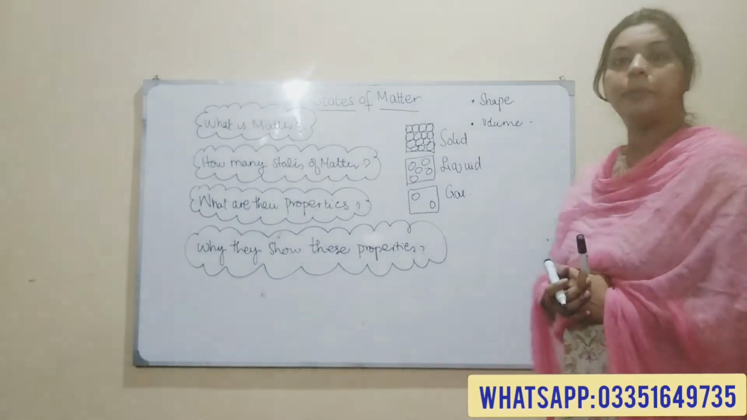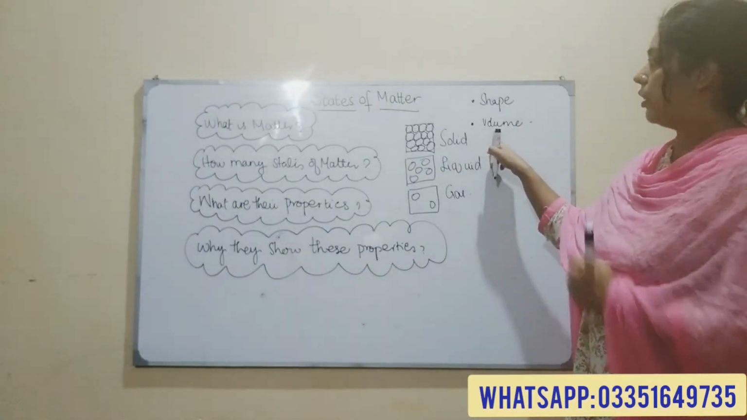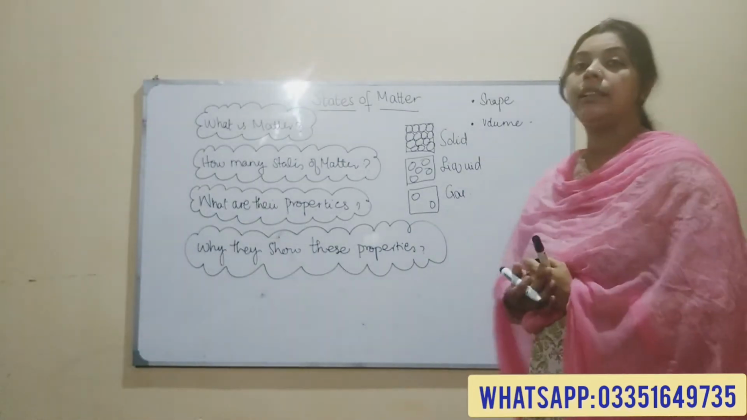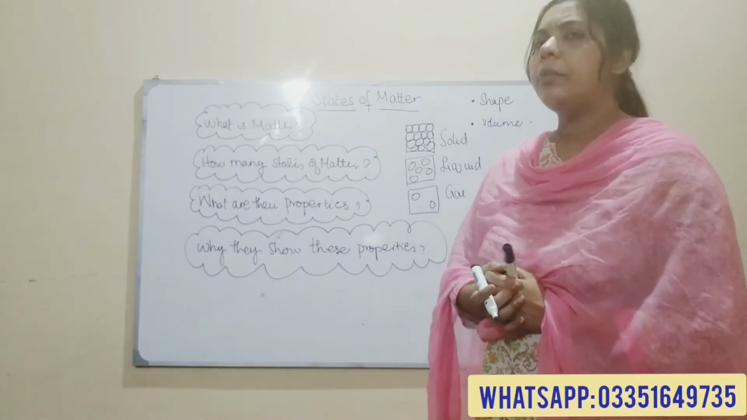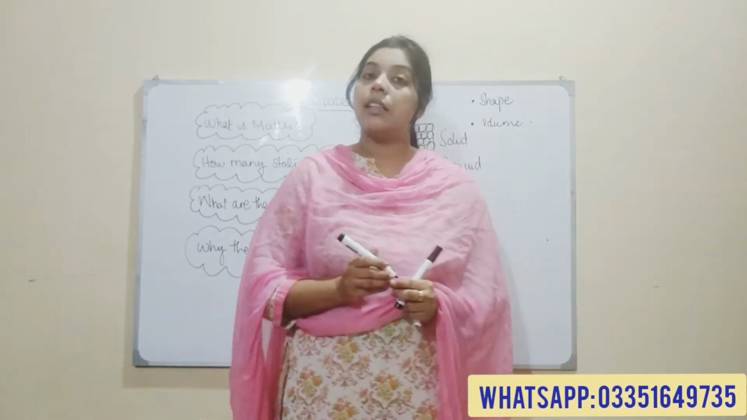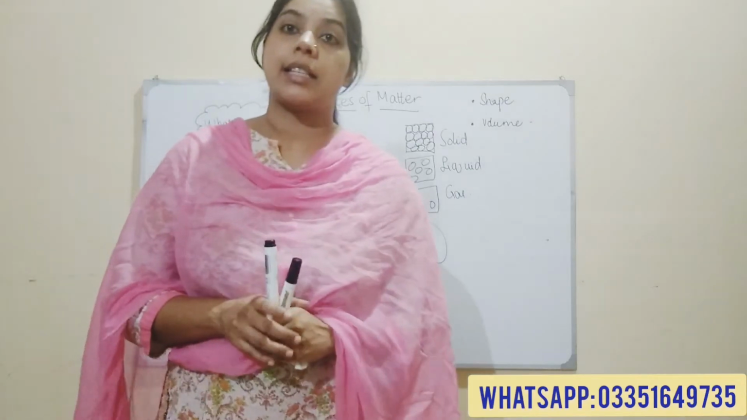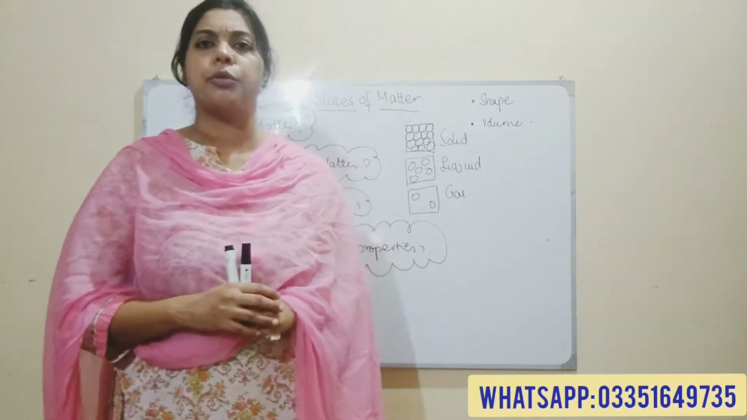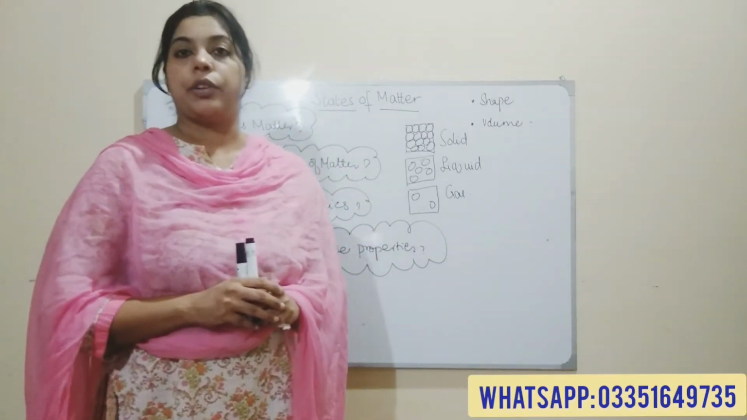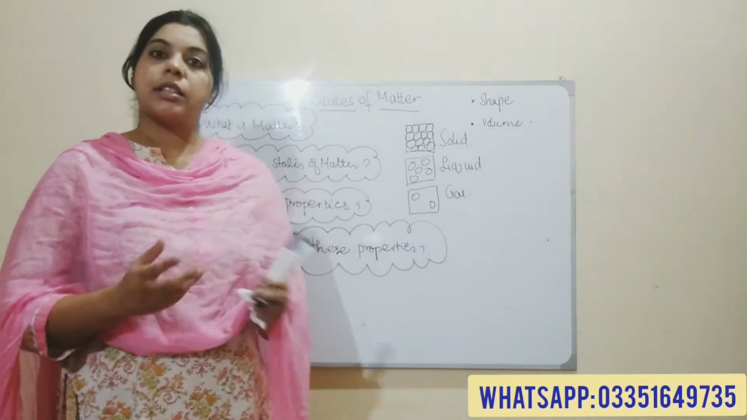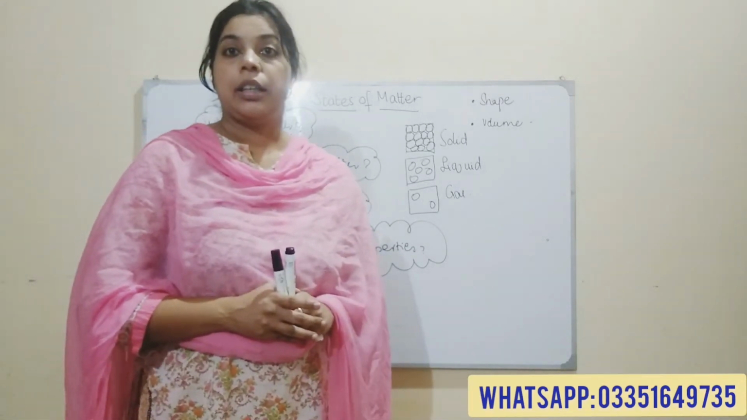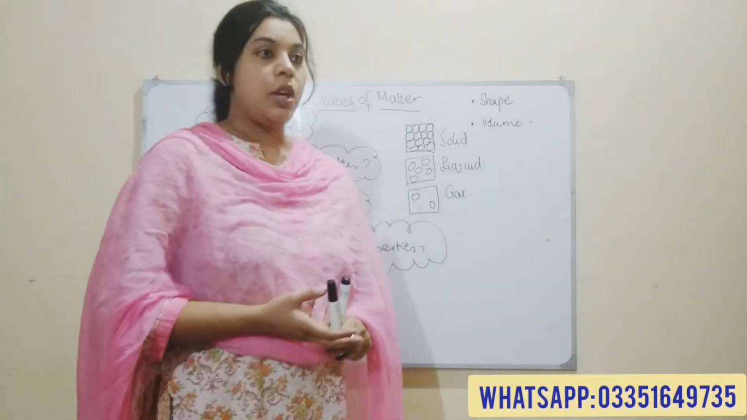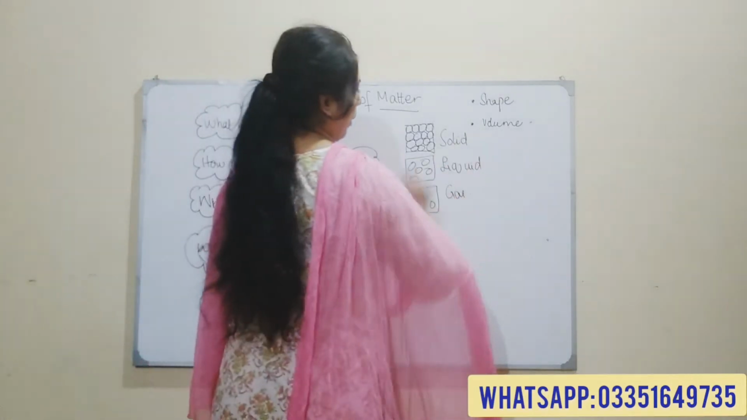Talking about the volume, solids have a fixed volume. Even liquids have a fixed volume, but gases don't have a fixed volume. What does that mean? That means that gases can occupy as much volume as is available to them. Like if you spray a perfume bottle in one corner of a room, then you will smell it in the other corner. Why? Because the particles of the gas collide with each other and with the air particles and occupy all the available space. So the volume of gases is not fixed.